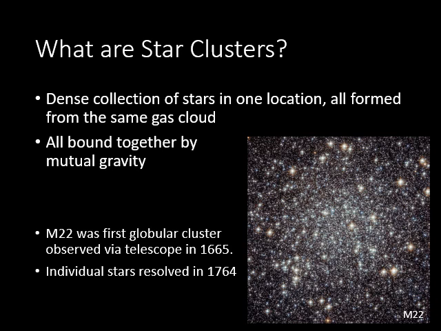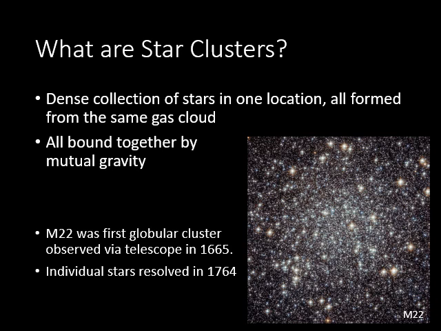M22 is a globular star cluster, and we'll talk about the different types of star clusters in a moment. But basically, it's just many, many stars in one spot in the sky, and they're all so densely packed that the stars are bound together by their mutual gravity, meaning that any one star feels the pull of all the other stars, and that helps keep them all located together in the same spot.